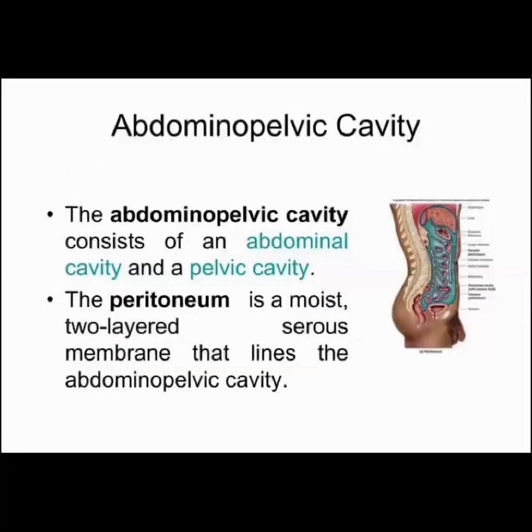Now we will discuss about the abdominopelvic cavity. The abdominopelvic cavity consists of the abdominal cavity and the pelvic cavity. So abdominopelvic cavity has two type of cavities. First, the abdominal cavity and the pelvic cavity. Peritoneum is the moist two-layer serous membrane that lines the abdominopelvic cavity. You can see the picture of peritoneum in the blue lines in this picture.